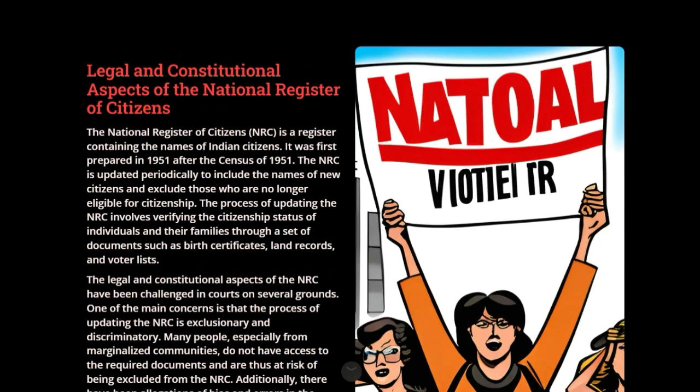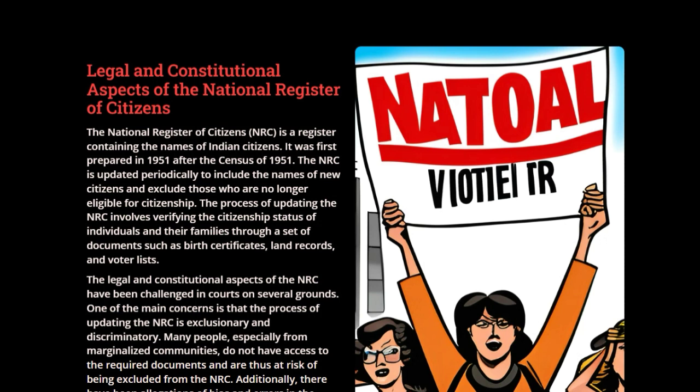Now, legal and constitutional aspects of the NRC. The NRC is a register containing names of Indian citizens. It was first prepared in 1951 after the census of 1951. The NRC was updated periodically to include the names of new citizens and exclude those who are no longer eligible for citizenship. The process of updating NRC involves verifying the citizenship status of individuals and their families through a set of documentation such as birth certificates, land records, and voter lists.